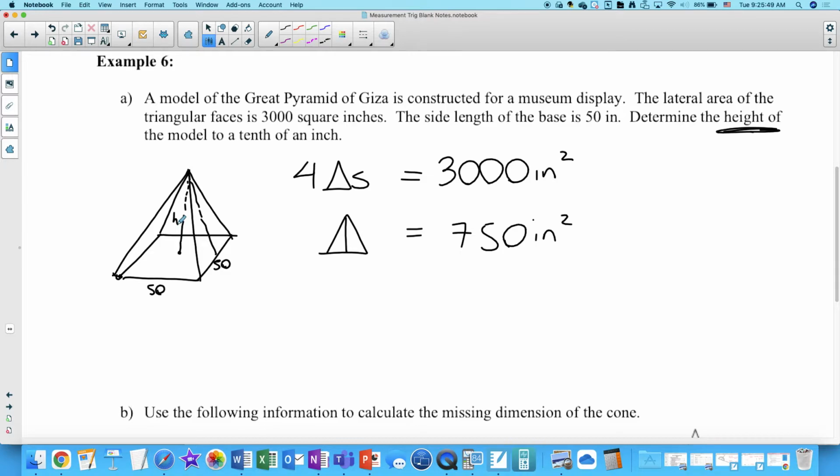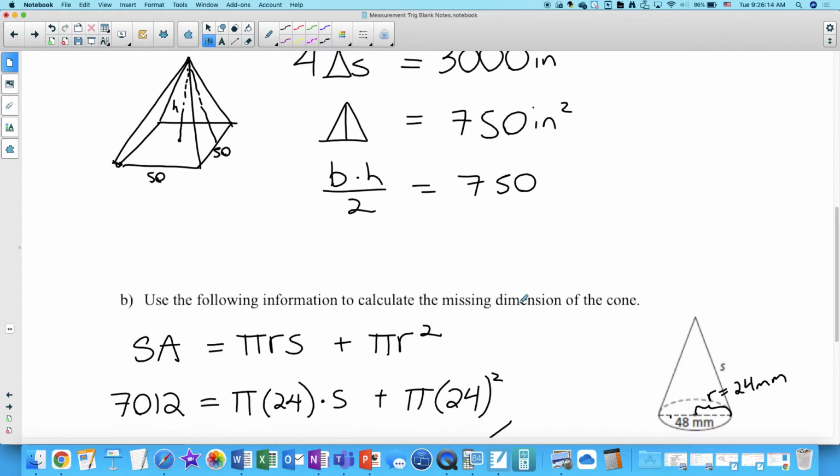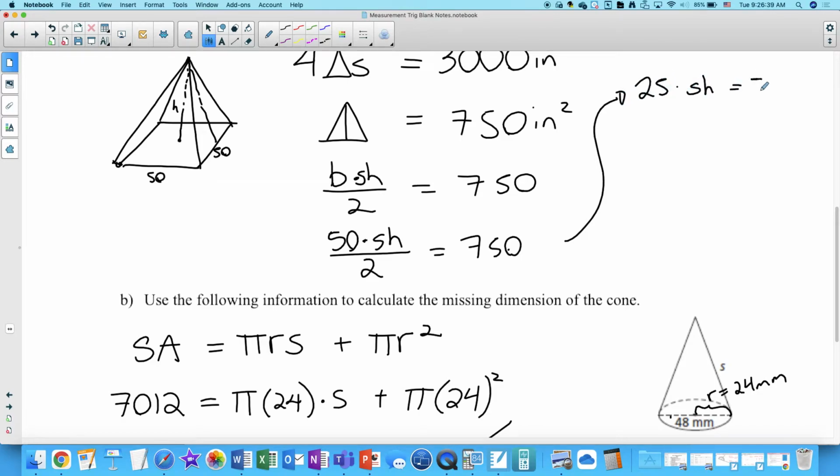So what we're going to do, you kind of have to make a roadmap. What can I get here? I can get the slant height because this is basically base times height divided by 2 is equal to 750. And the base we know is 50, so we can fill that in. I'm going to put an SH here for slant height, because I want to distinguish the two. That's 50 times the slant height over 2 is 750, and that's 25 times the slant height is 750. So now we're able to find the slant height, and I believe that comes out to be 30 inches.